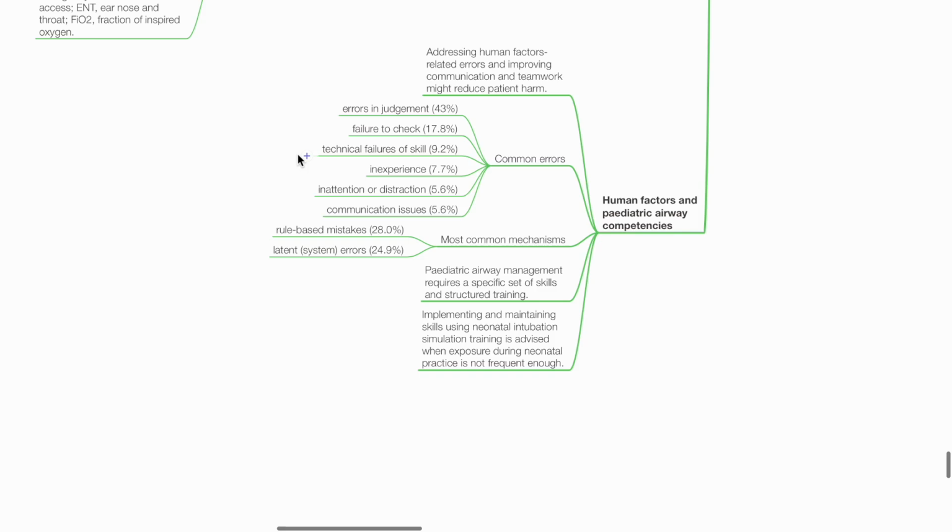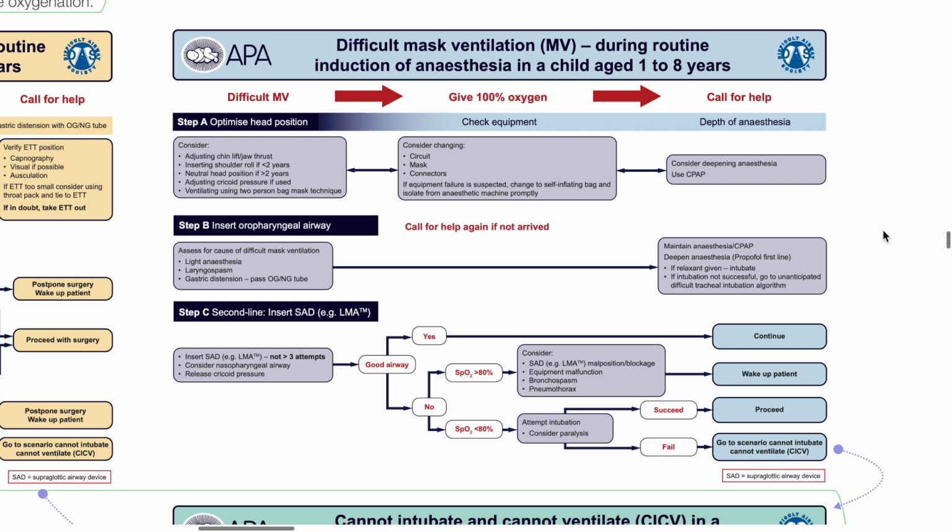Pediatric airway management requires a specific set of skills and structured training. Implementing and maintaining skills using neonatal intubation simulation training is advised when exposure during neonatal practice is not frequent enough. Additionally, for children 1 to 8 years old, the DAS algorithm for difficult mask ventilation during routine induction of anesthesia in child age 1 to 8 years. When difficult mask ventilation is encountered, give 100% oxygen and call for help.